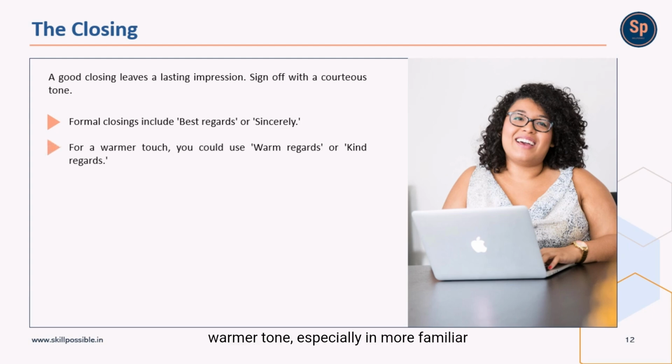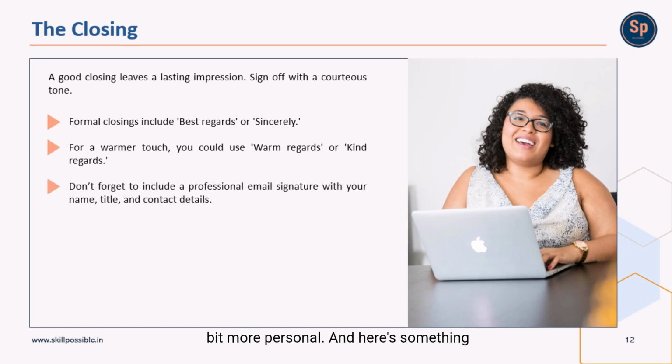If you want a slightly warmer tone, especially in more familiar settings, you can go with warm regards or kind regards, still professional, but a bit more personal. And here's something many people forget: your email signature. Always end your email with a professional signature that includes your full name, your job title or role, and your contact details, like a phone number or company website if relevant.